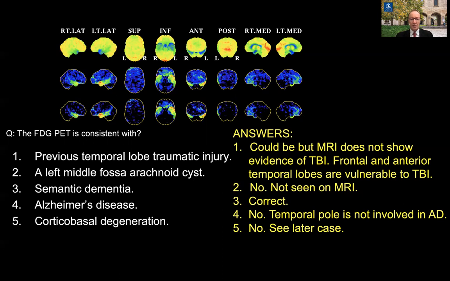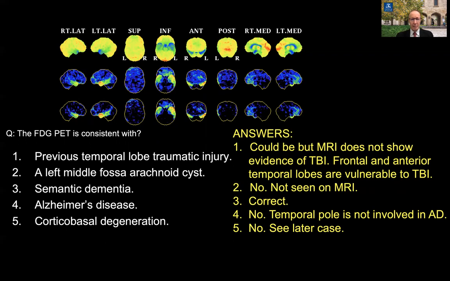Is this consistent with semantic dementia? Yes, it is, although it is a little more advanced than some cases, which may be just in the anterior pole. But here, if you look on the Neurostat, it's not only the anterior pole, but it is extending back into the lateral temporal cortex. You may also notice on the inferior view, there's some orbitofrontal hypometabolism. This is also a characteristic feature of semantic dementia.